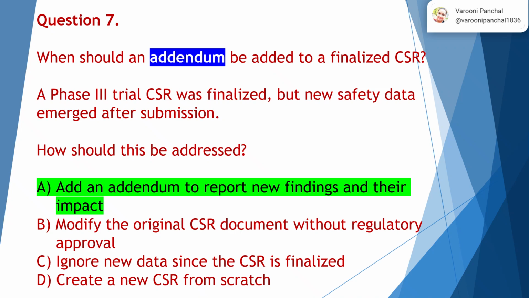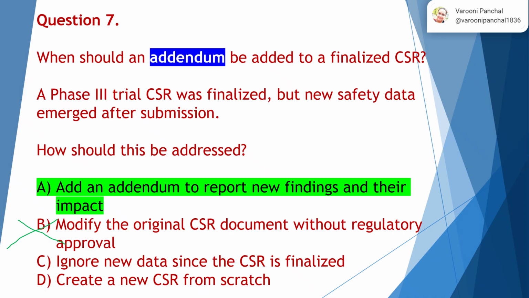Question 7. When should an addendum be added to a finalized CSR? A phase 3 trial CSR was finalized but new safety data emerged after submission. How should this be addressed? Option B. Modify the original CSR without regulatory approval. Well, you cannot modify the CSR by not taking regulatory into confidence. So this is not the right answer. Whatever you are doing, you have to mention to the regulatory people also.